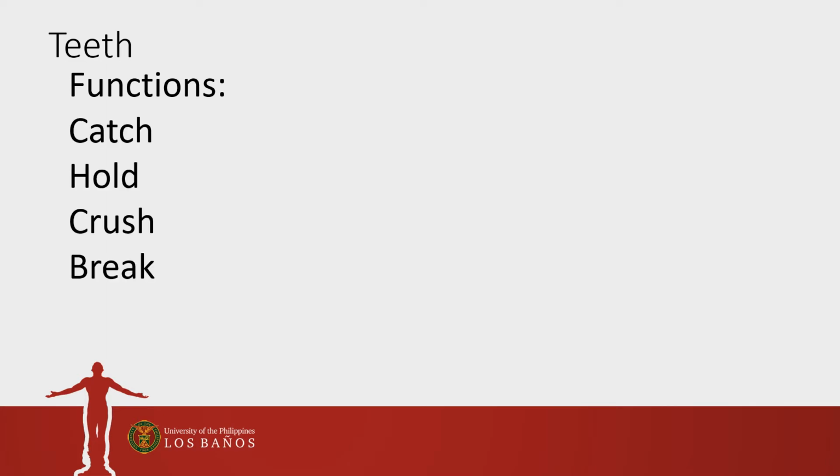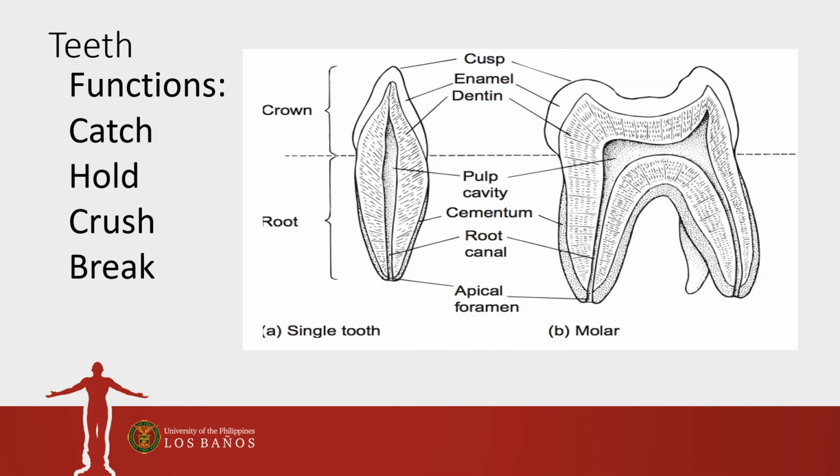Teeth function to catch, hold, crush, or break. Teeth are unique among vertebrate animals. The part of the tooth projecting above the gum line or gingiva is the crown. The region below is the root. Three hard tissues compose the tooth: enamel, dentin, and cementum. Teeth are usually capped with enamel or enameloid, a mineralized coat found only in vertebrates and the hardest substance in the body.